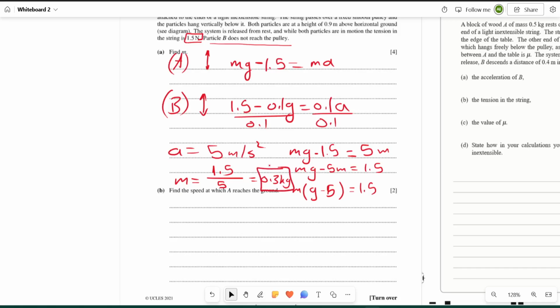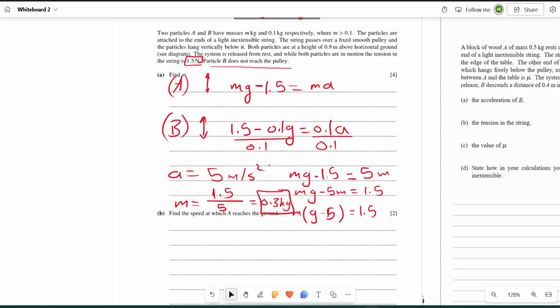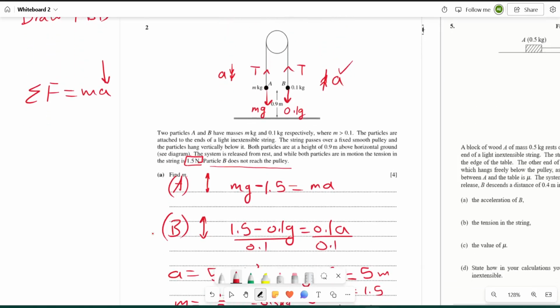Now, the question tells me to find the speed at which A reaches the ground. Whenever we speak about speeds and all of these things, we need to think about kinematics. And by the way, I've done a complete revision for kinematics. It's a very, very good video. Feel free to go check it. I'll leave a link in the top right hand corner.